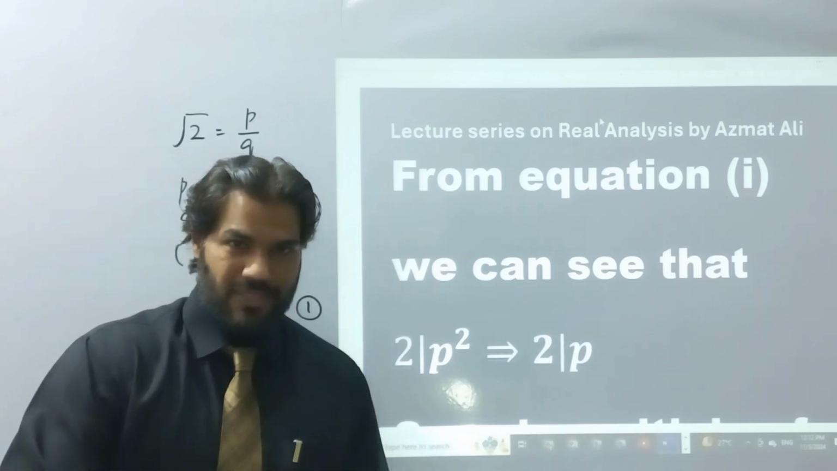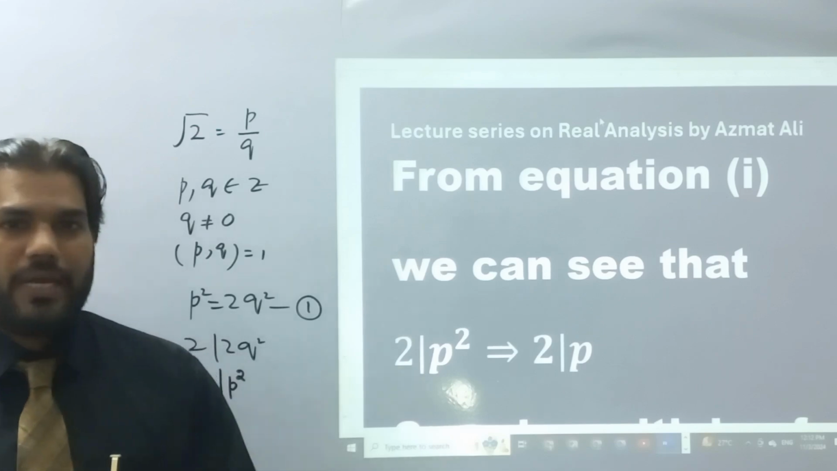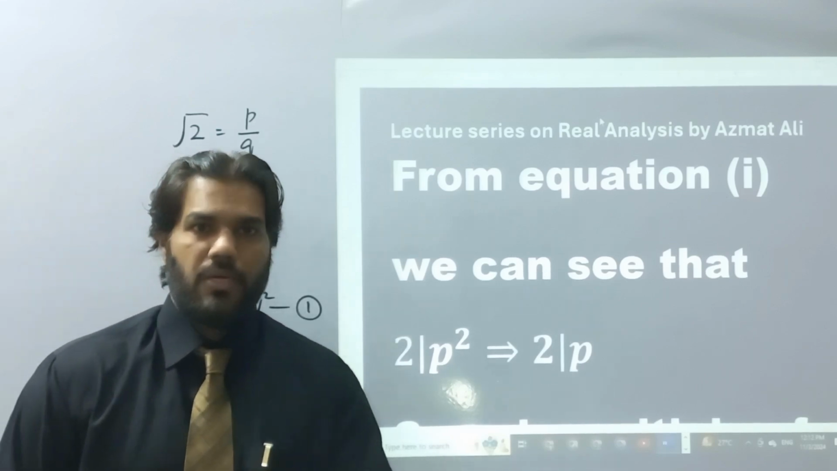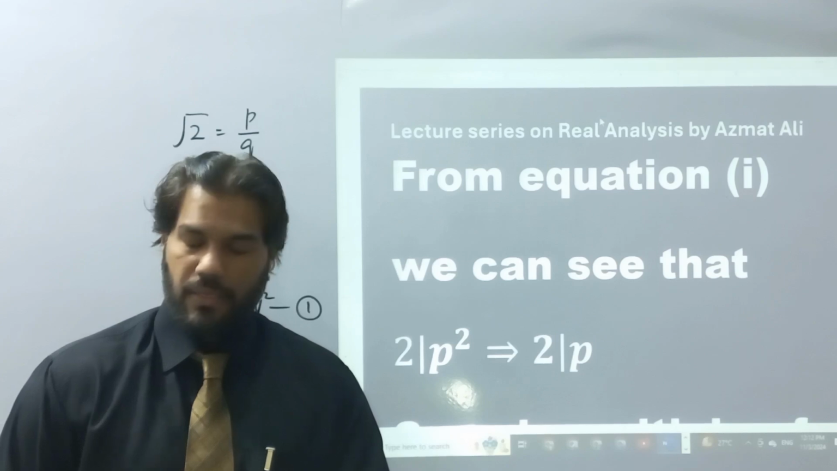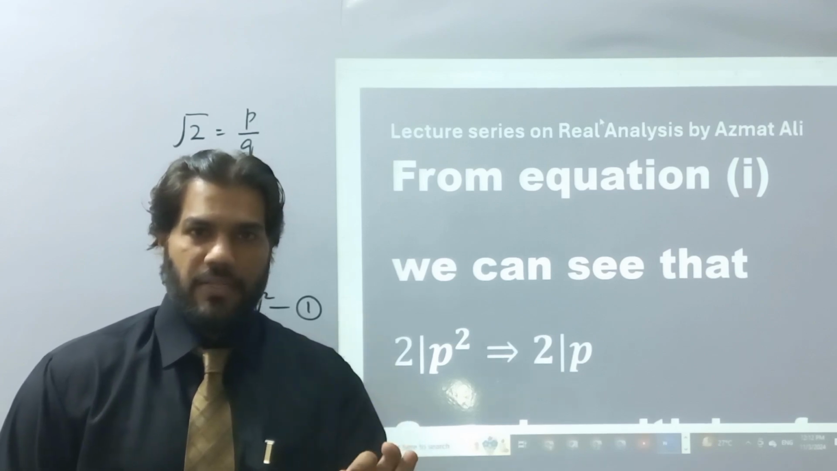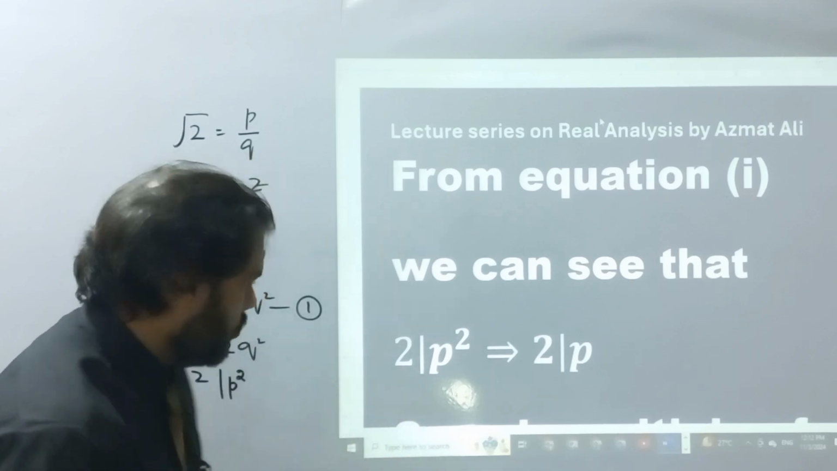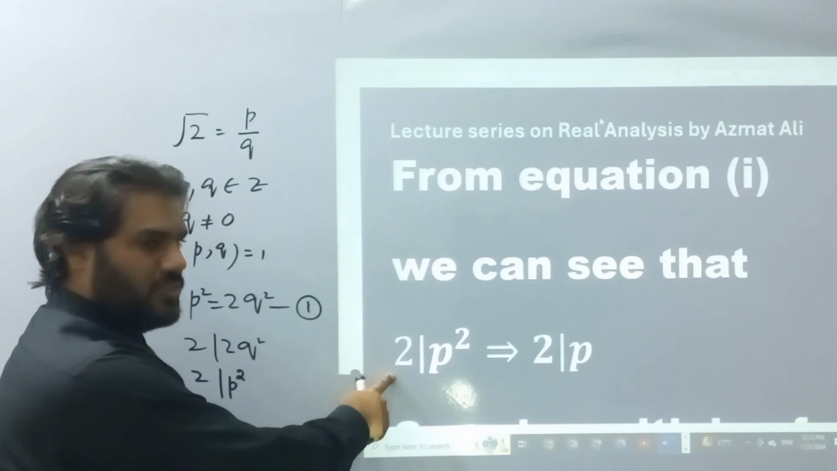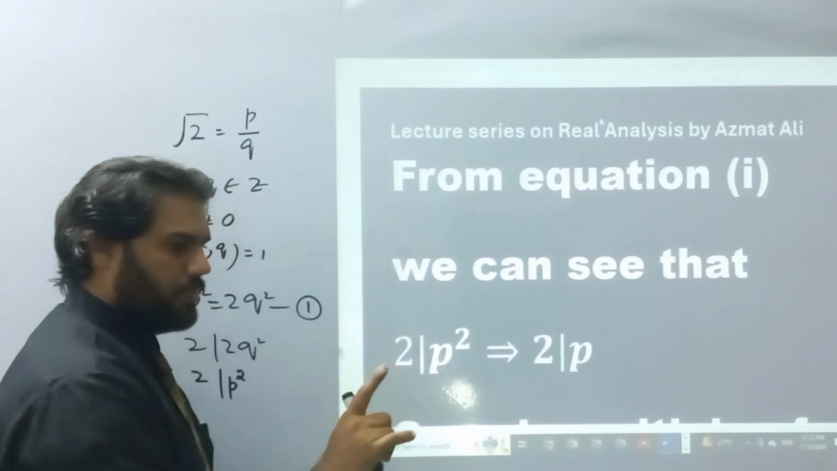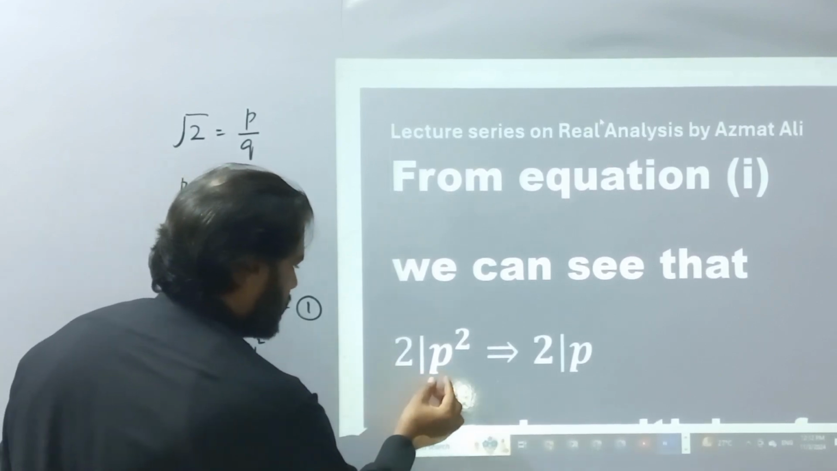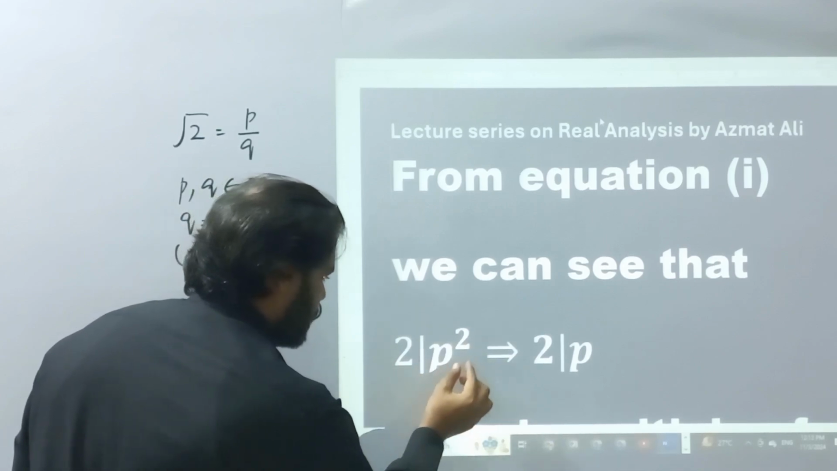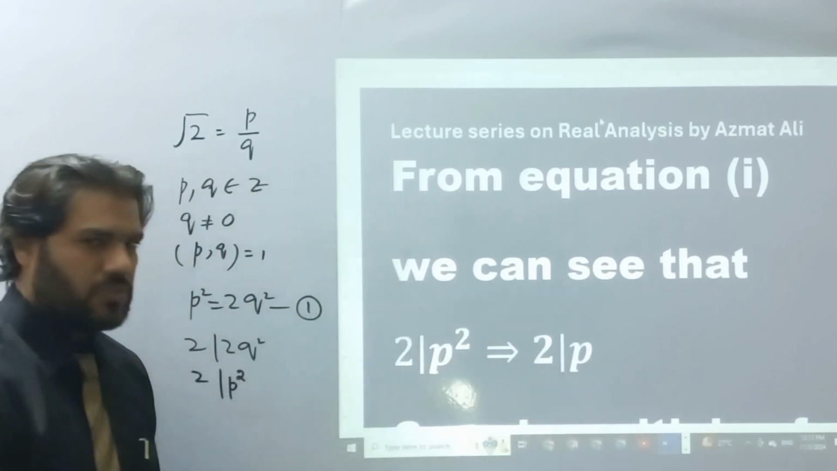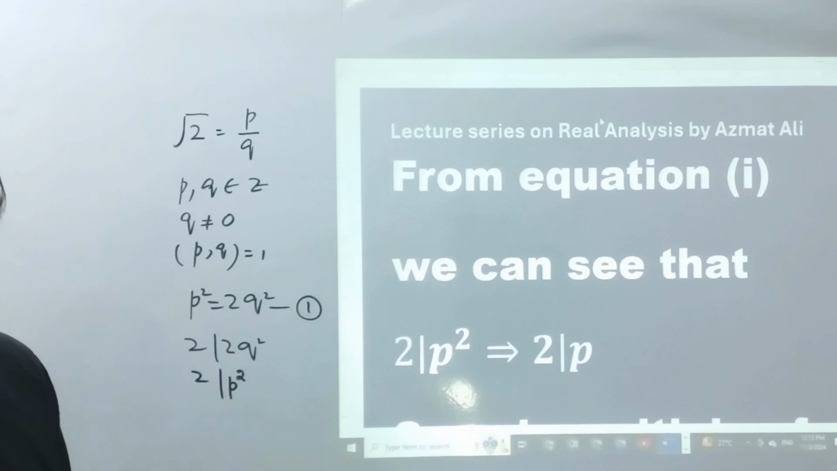We have discussed a result: if a prime number divides the square of a number, then the prime number will divide the number without square. So here 2, that is the divisor, is a prime number. This divides the square of p. This implies that 2 will divide p without square, that is, 2 divides p also.